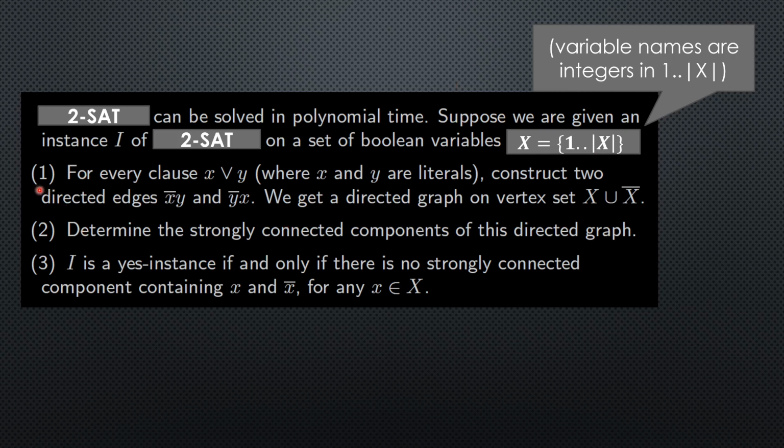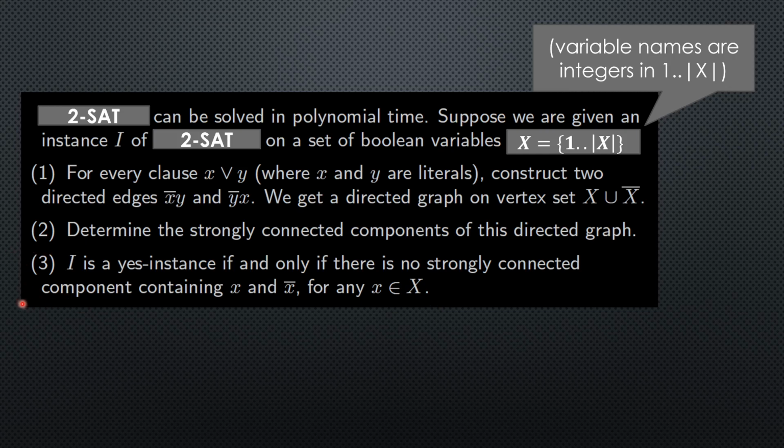And now, step 1 here is just how we build the graph. I showed you that on the previous slide. Step 2 is run Tarjan's SCC algorithm or any SCC algorithm to get the strongly connected components of this graph. And then step 3 is, well, I is a yes instance if and only if there's no strongly connected component that contains x and not x. So here the not x is drawn as x bar, but it means the same thing, not x, for any variable x. So we can argue this to ourselves here intuitively.